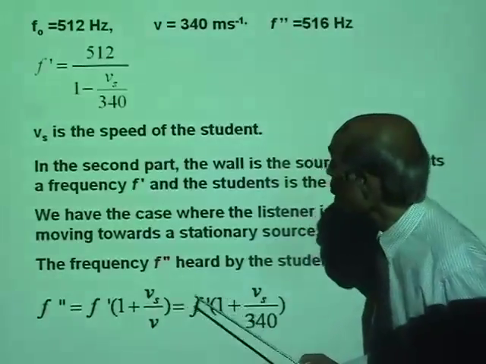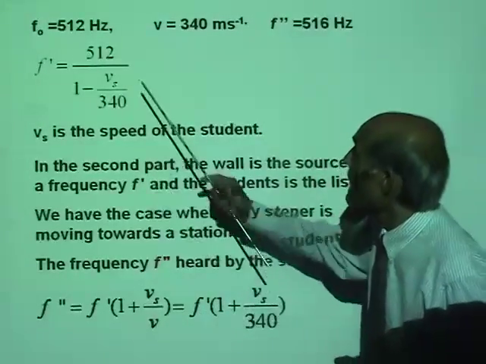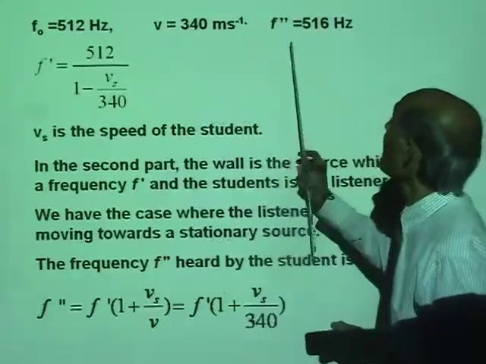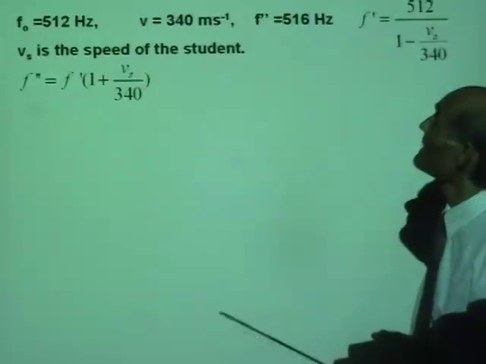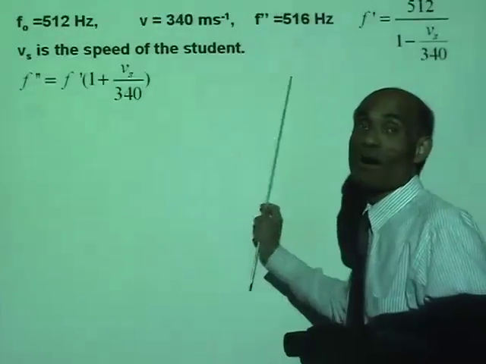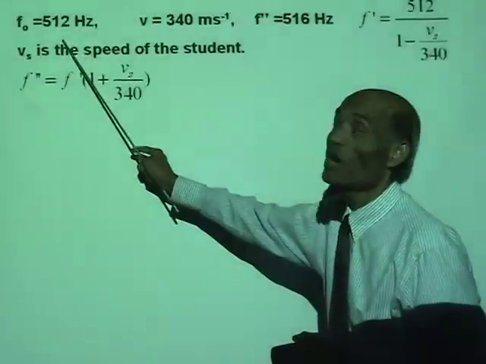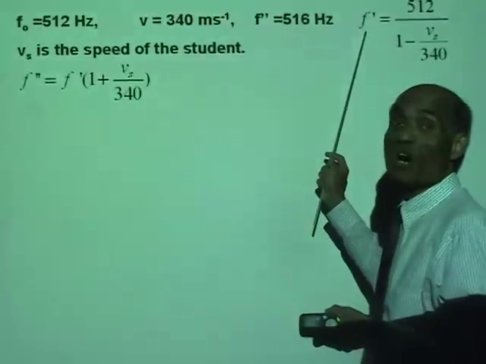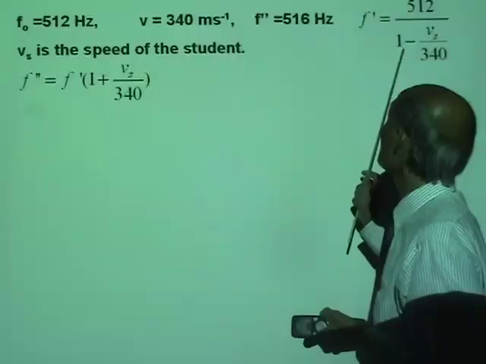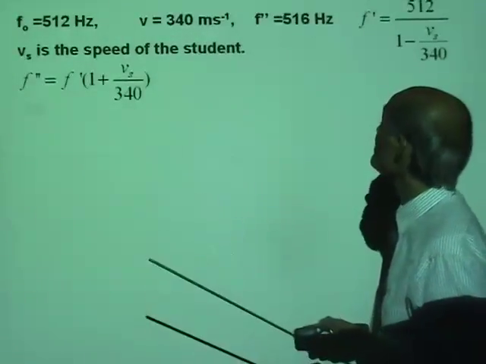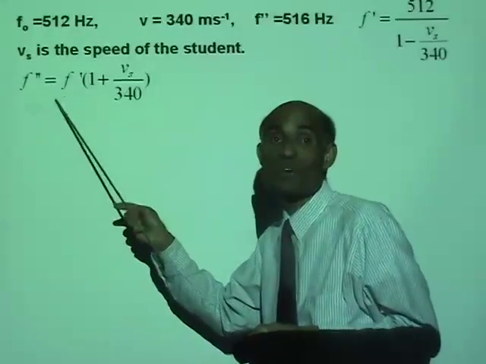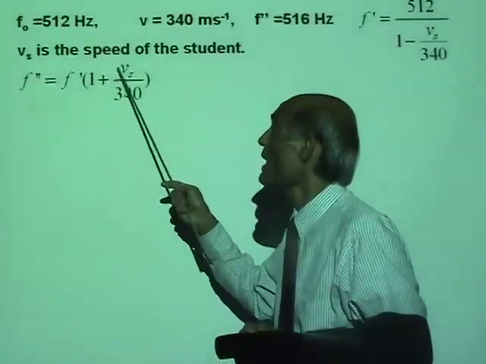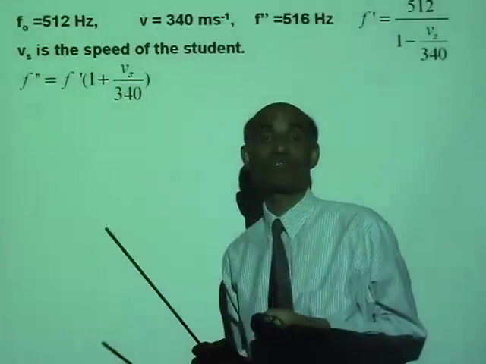Alright? We can now replace f prime by this quantity, and f double prime we know. F double prime is given to us. So we will do that in the next slide. Look at again, what are the things that we know? We know f0, we know V, we know f double prime, and we know f prime equals 512 over 1 minus Vs over 340. And this is the equation we have now. F double prime equals f prime times 1 plus Vs over 340.